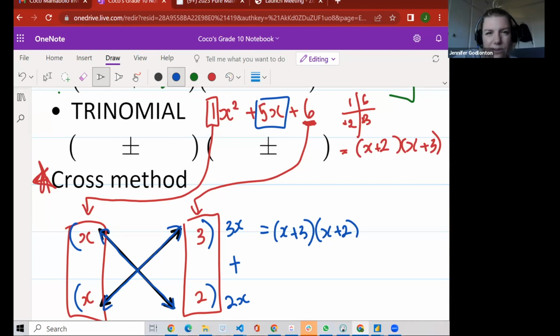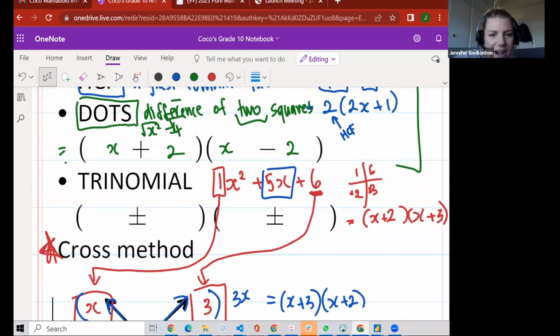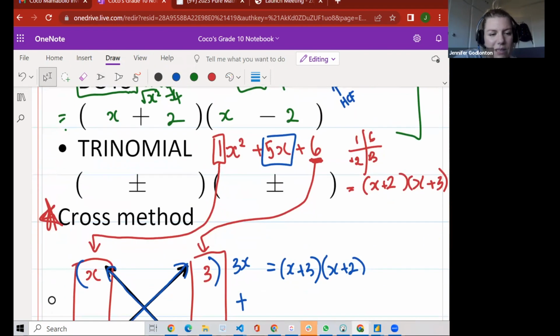So when we have no coefficient in front of the x squared, when it's just a 1, it's easy for us to use our factor pairs, but when that is not just a 1 anymore, then we need to look into some different methods, and that's when we're going to play around with this cross method. But again, don't panic. We're going to look at it in more detail just now. So that is so far our highest common factor, difference of 2 squares, trinomial.